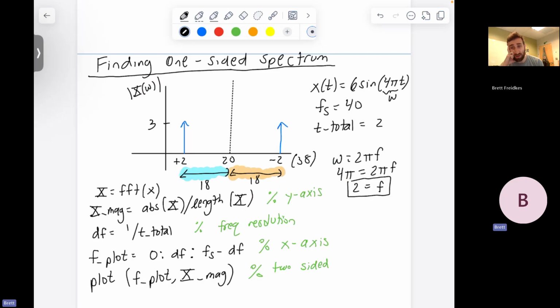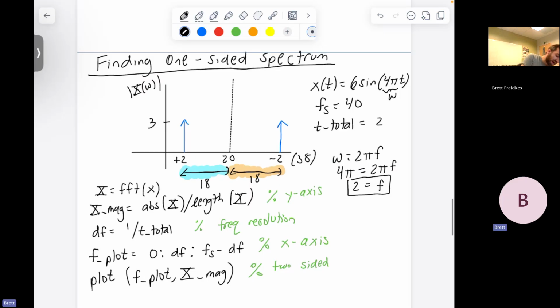Now, that's not necessarily useful to us. A lot of times we're interested in what is the amplitude of the sine wave. We don't really care about its negative counterpart. That's just a consequence of the math. So what we would rather do is take this two-sided spectrum, and again, two sides means you have positive and negative frequencies, and convert that to a one-sided spectrum. And that's the objective of this video, just to understand how to do that properly.